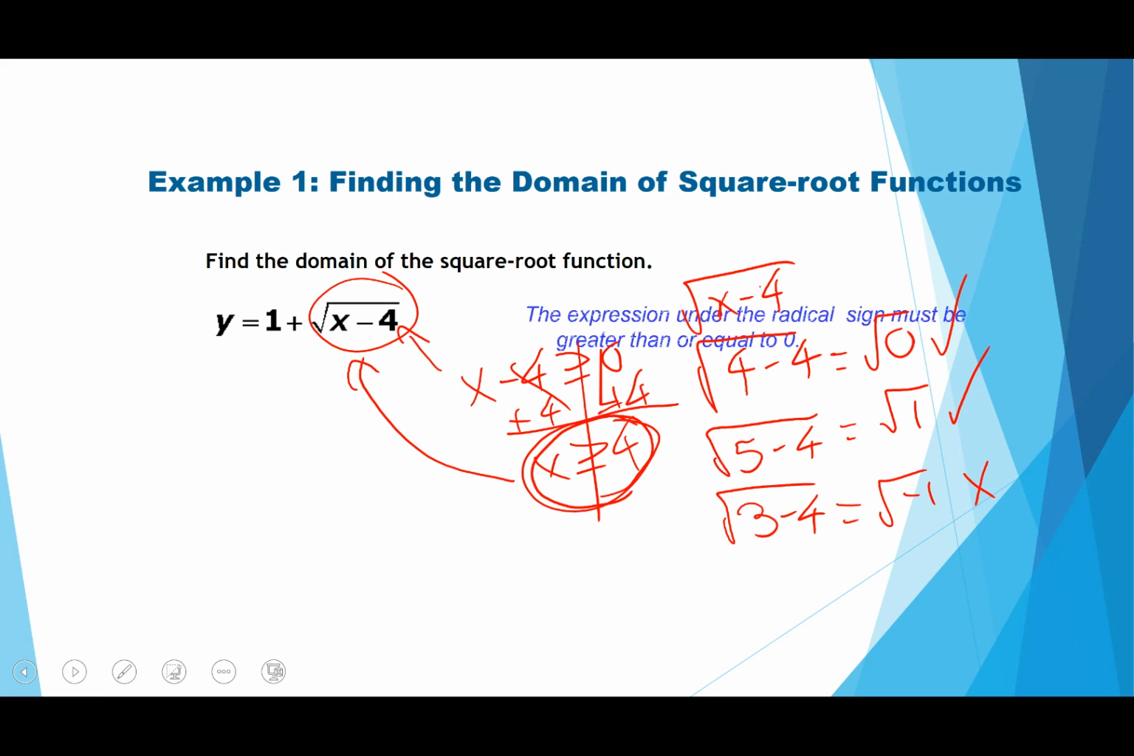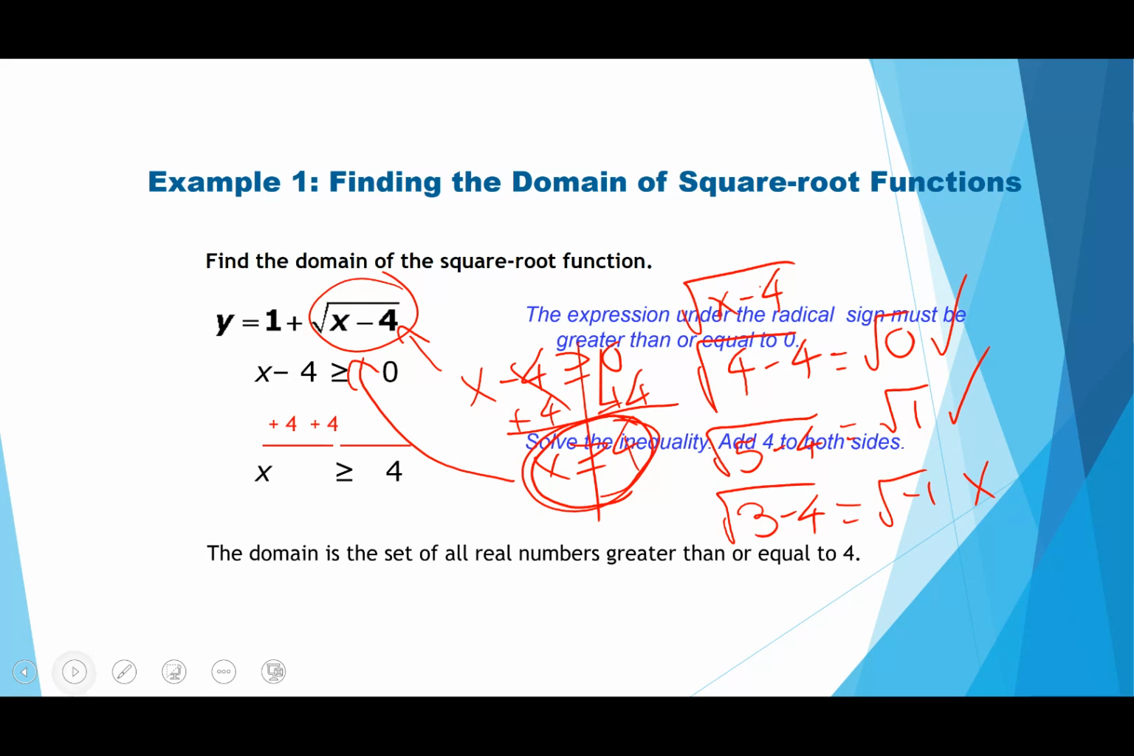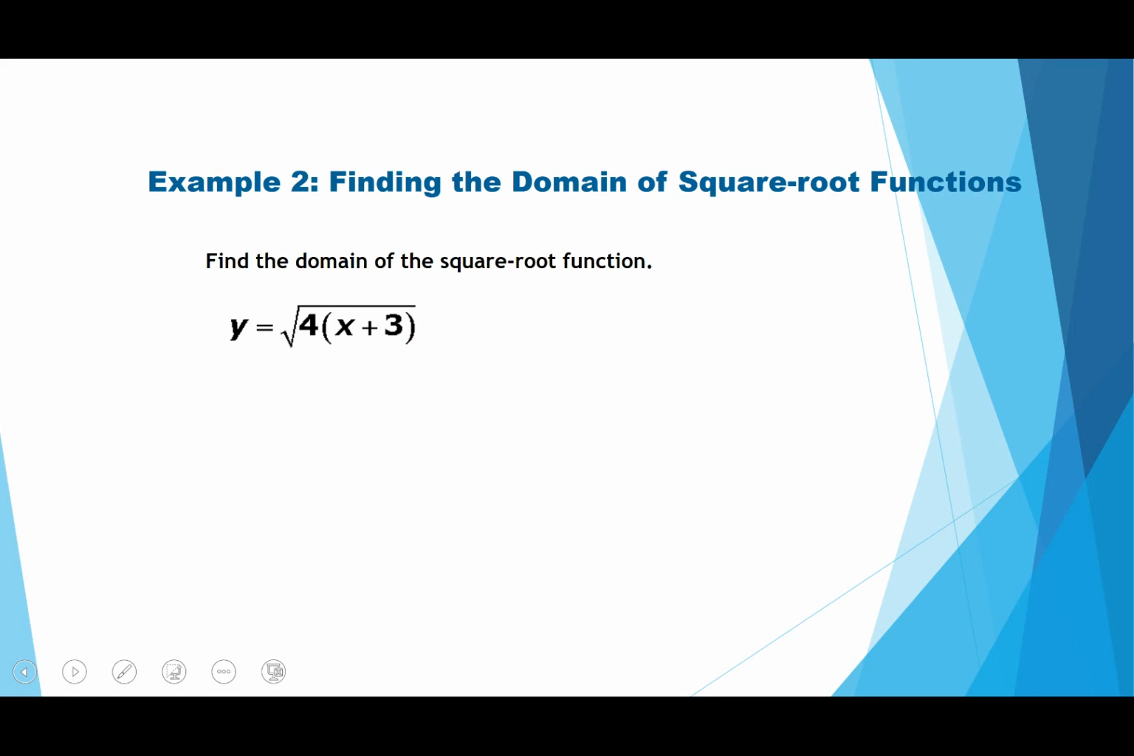So let's look at another example. So here, again, just focus on what's inside the radical. What's inside the radical is 4 times x plus 3. Now, remember, we can't square root negatives. So we're going to set them up the same way every time. Let's take what's inside the radical, which is 4 times x plus 3, and set it greater than or equal to 0. And then we'll just solve.